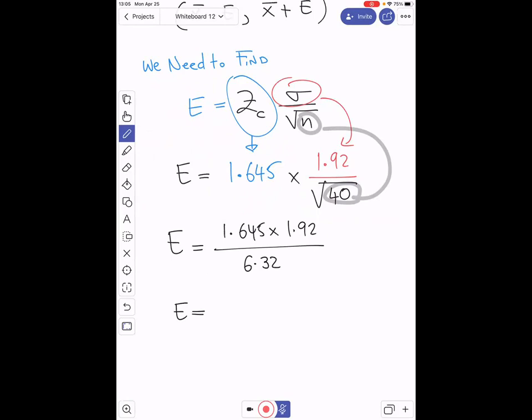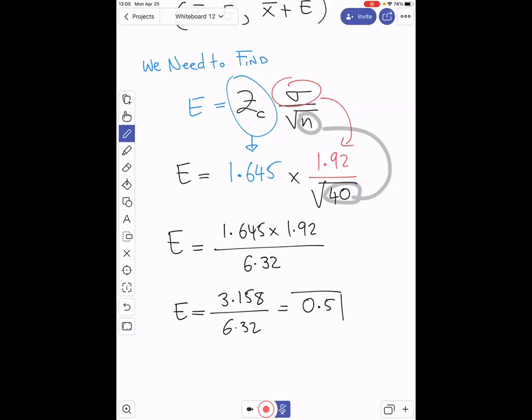So 1.645 times this 1.92, that would be equal to 3.158. Sorry, guys. Over 6.32. So this is almost 0.5. If you round your answer here, that would be 0.5. So your margin of error is 0.5.